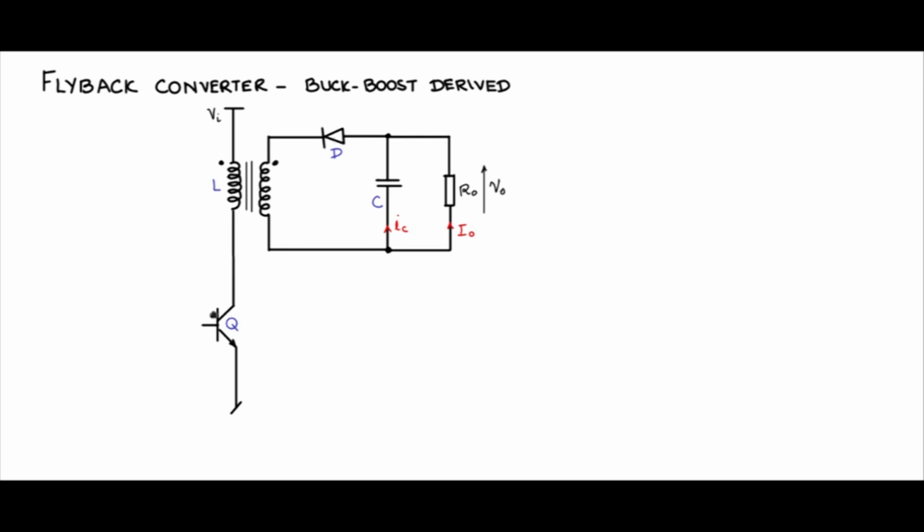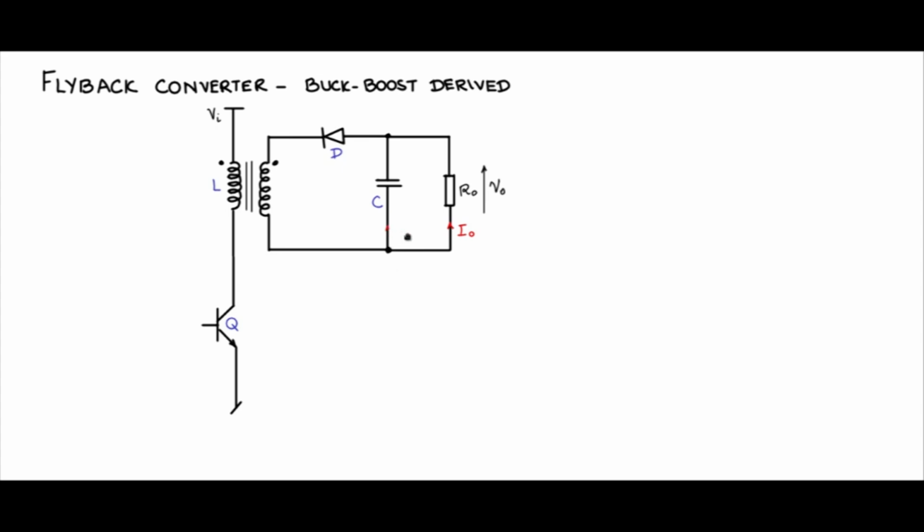And then when the switch is off, there is a reversal of polarity. The non-dot end becomes positive, and that will drive freewheel current through this diode and charge up the capacitor. So the buck boost operation is still maintained. We can do some more modification in the circuit to make it a bit more attractive.